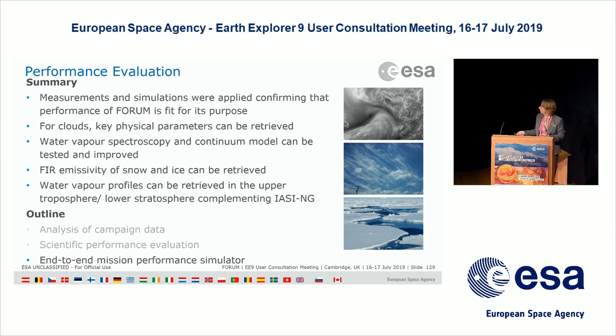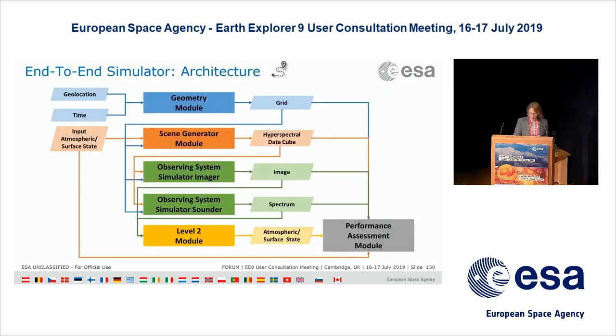And so now we're coming to the last part of the presentation, which shows results of the FORUM end-to-end mission performance simulator. And so this is the intermediate basic architecture overview of it. So we have these different modules here in the middle: the geometry module, the scene generator module, the observing system simulator for the imager, the observing system simulator for the sounder, and then the level 2 module.